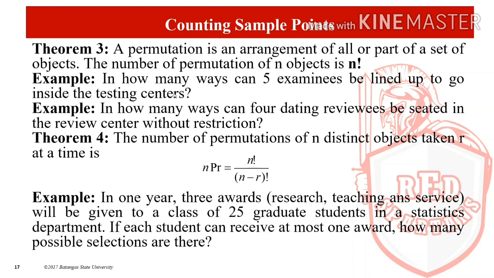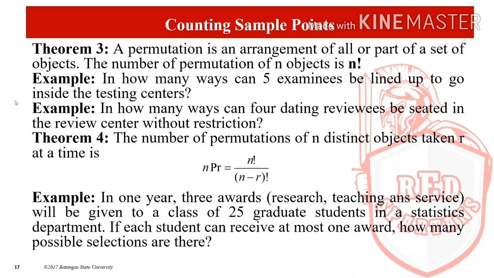Another example, in how many ways can 4 dating reviewees be seated in the review center without restriction? So, dyan sa example na to, hindi siya 4 factorial. So, since sinabi na 4 dating reviewees, times 2 pa siya, so ibig sabihin 8 factorial or 8 times 7 times 6 times 5 times 4 times 3 times 2 times 1. So, 8 factorial natin is equal to 40,320 ways. So, yun yung ating answer.